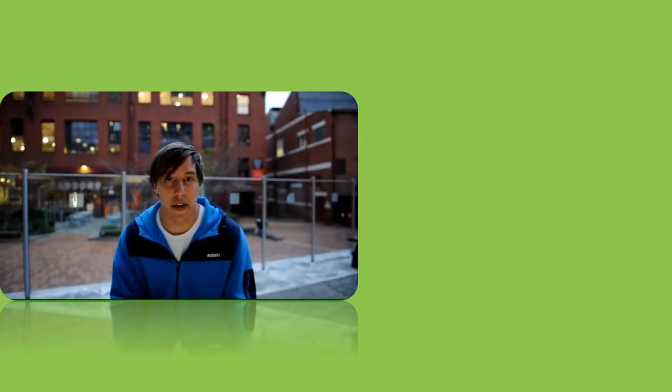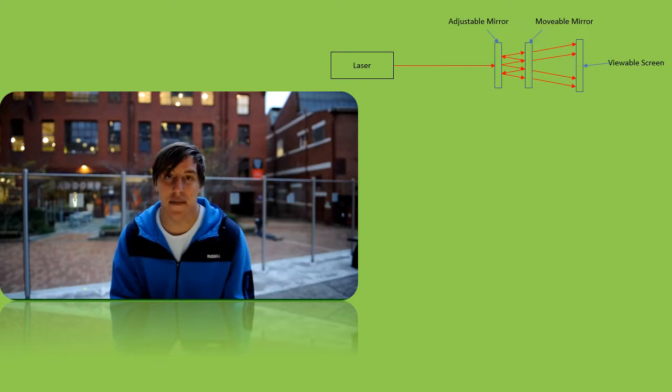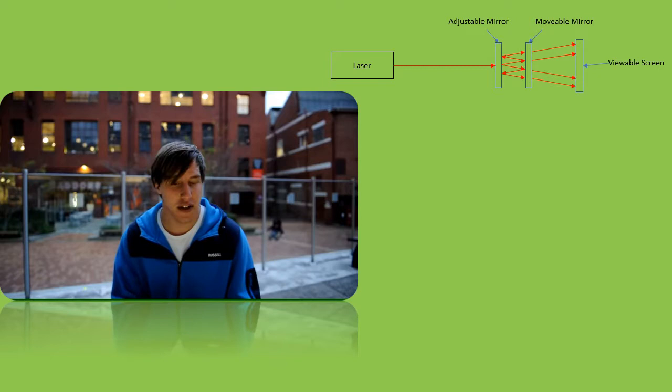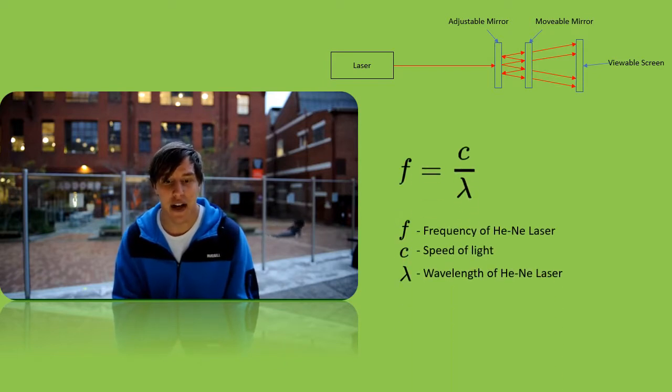In experiment 4, a completely different setup was used. We used a Fabry-Perot interferometer to measure the speed of light. Using the given values of the speed of light in a vacuum and the wavelength of the helium neon laser in a vacuum, the frequency of the helium neon laser was able to be found using this formula, where frequency f equals the speed of light c divided by the wavelength.